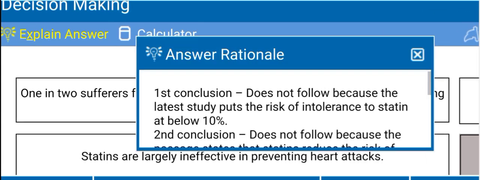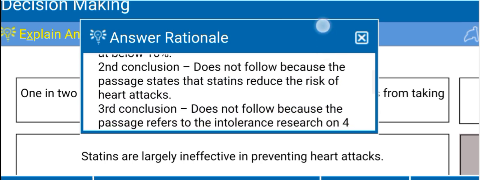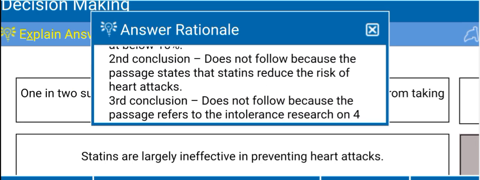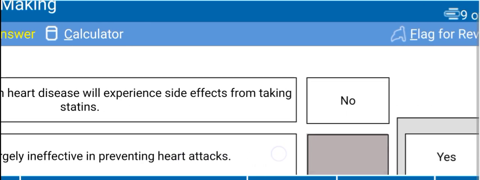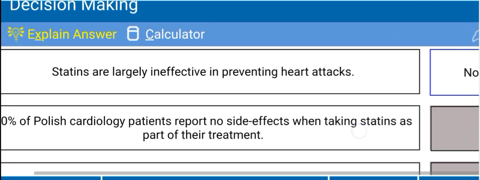Next we have the second conclusion, which says statins are largely ineffective in preventing heart attacks. It does not follow because the passage states that statins reduce the risk of heart attacks. So this conclusion does not follow. So that's why it's a no for this too. So we will drop a no in front of this conclusion.